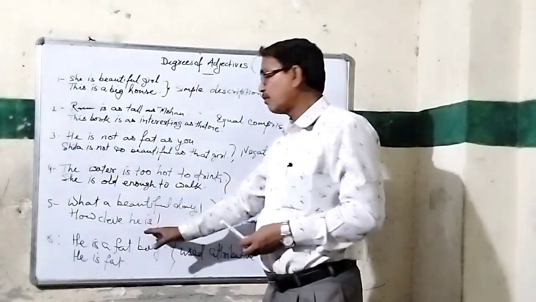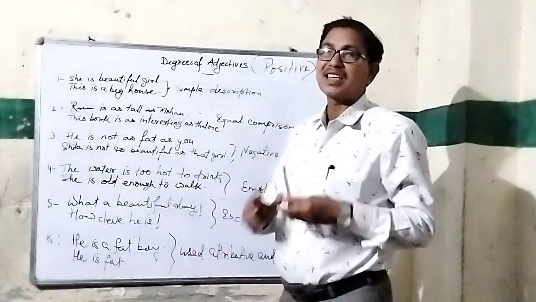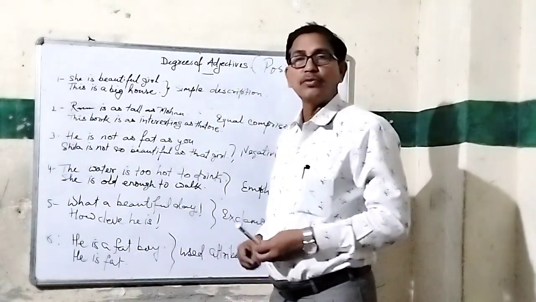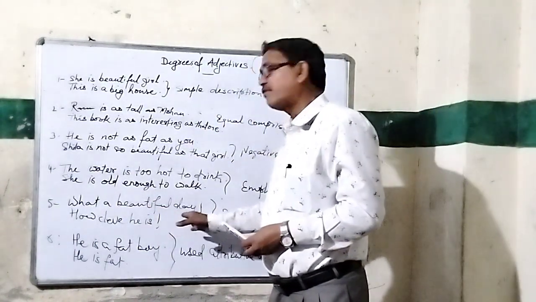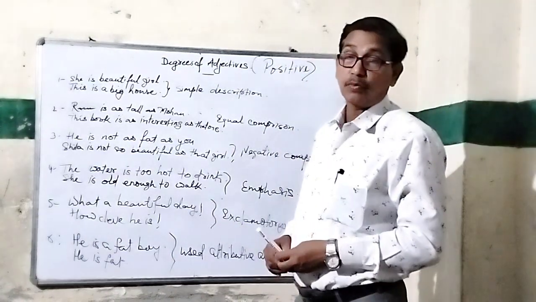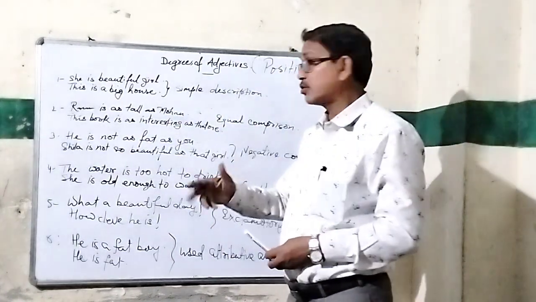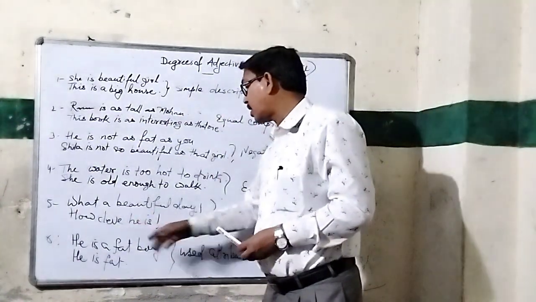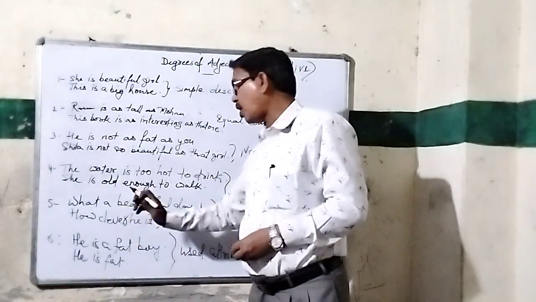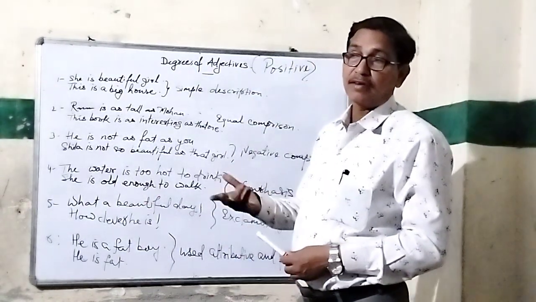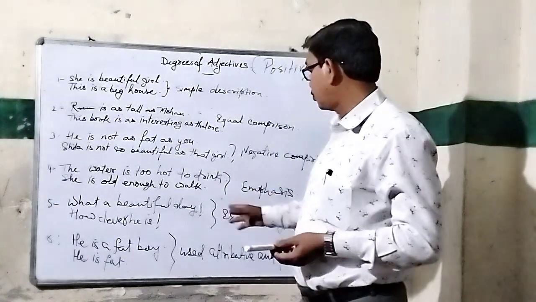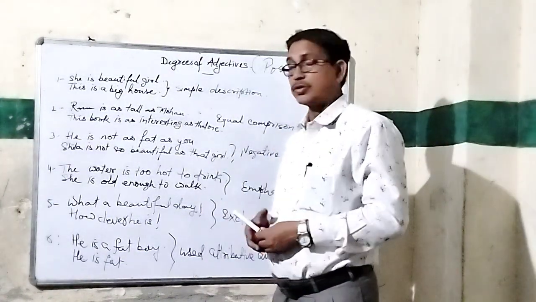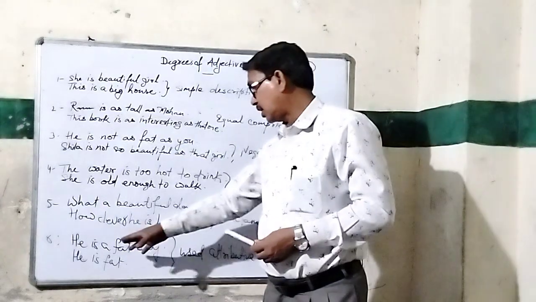Number 5, for exclamation. When an adjective is used for exclamation, we say what a beautiful day. We don't say here what a beauty, more beautiful or most beautiful, or how clever he is. So how clever, more clever, most clever, no, nothing. With the positive degree we can use adjectives in exclamation also.